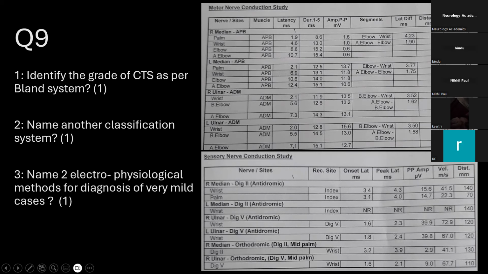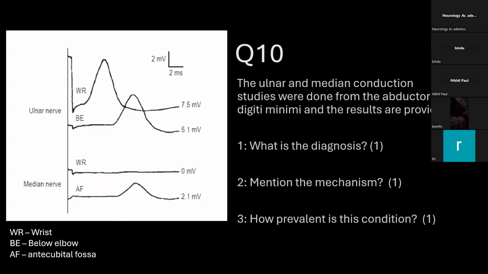Next question. The ulnar and median conduction studies were done from the abductor digiti minimi, and the results are provided. What is the diagnosis? Mention the mechanism, and how prevalent is this condition? WR stands for wrist, BE stands for below elbow, and AF stands for antecubital fossa stimulation. So these are done from the abductor digiti minimi.